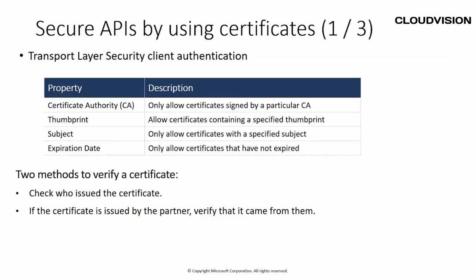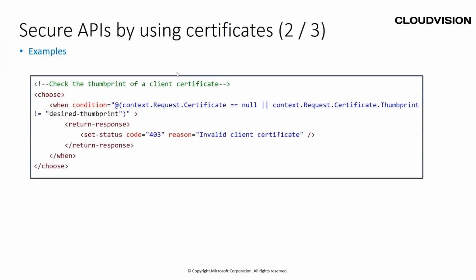Now, if you want to check whether the request has a valid certificate, you are expecting a certificate. So you want to check whether the request has a valid certificate or not. You can perform that as well. So you can add a choose policy. Choose is basically like if and else. So when the condition is from the current request, if context.Request.Certificate is null, meaning there is no certificate in your request, or you have a certificate but its thumbprint is not equal to the desired thumbprint, then you will not forward it to the backend. You are returning a response from there only: forbidden, invalid certificate.